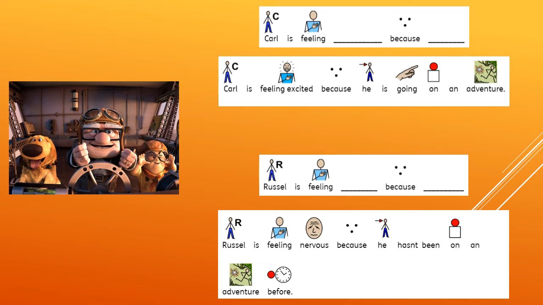Because Carl is older, he's probably feeling excited about going on an adventure. But because Russell is younger, he might feel a little bit nervous because he hasn't been on an adventure before. That's how I think they're feeling. I wonder if you felt they were feeling differently. Let's try this picture.